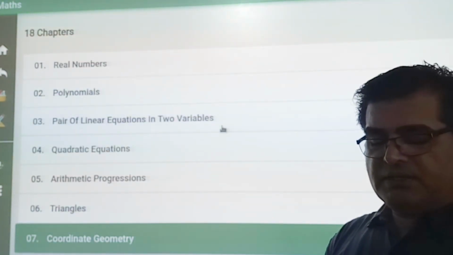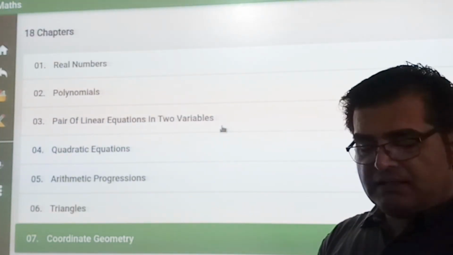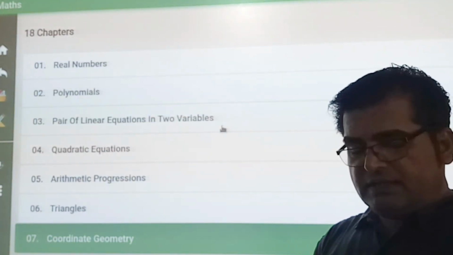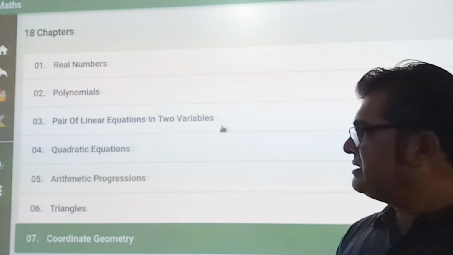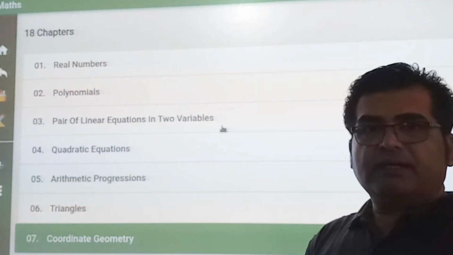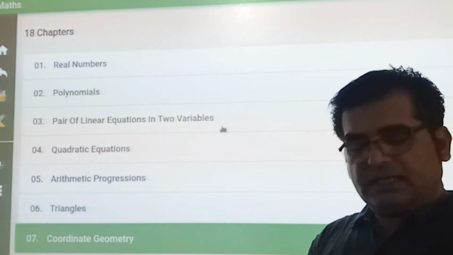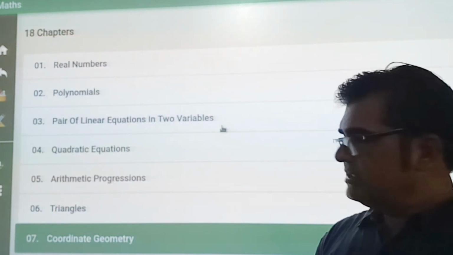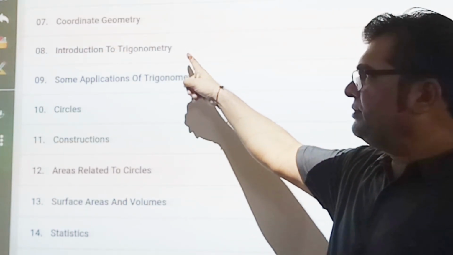In the triangles chapter you will study similar figures, similarity of triangles, criteria for similar triangles, areas of similar triangles and Pythagoras theorem. Chapter 7 is coordinate geometry. In coordinate geometry you will study distance formula, section formula and area of a triangle. Then chapter 8 is introduction to trigonometry.